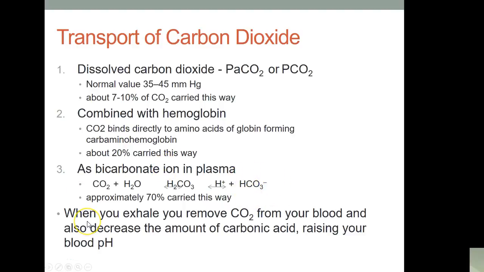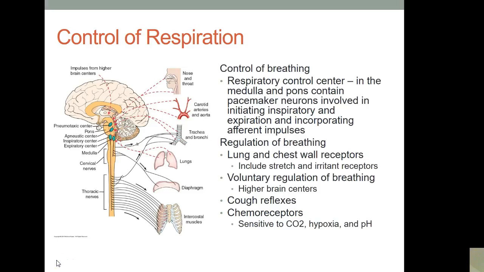So remember, as we talked about in topic 2, when we exhale, so we're driving the reaction this way, you remove CO2 from your blood, and that's going to decrease the amount of carbonic acid, and that would act to raise blood pH. Let's review the control of breathing.